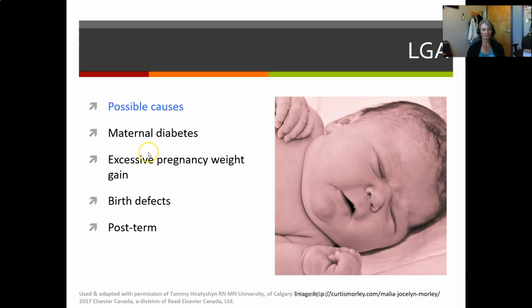But if it's poorly controlled, and there's a lot of reasons why it might be poorly controlled, then you're going to see these babes that have had a lot of extra carbohydrates, calories, access to a lot of glucose, and they've put on some pretty good weight while they're in utero. And maternal diabetes, again, is one of those conditions that's considered a teratogen. So that can lead to birth defects, and they can be more likely to be post-term. So when you've got a large for gestational age babe, think about maternal diabetes or undiagnosed maternal diabetes.